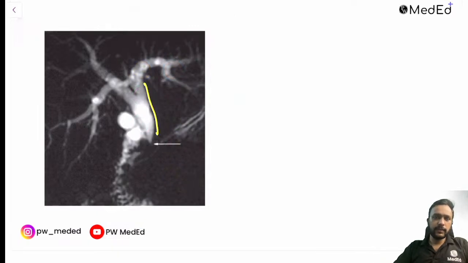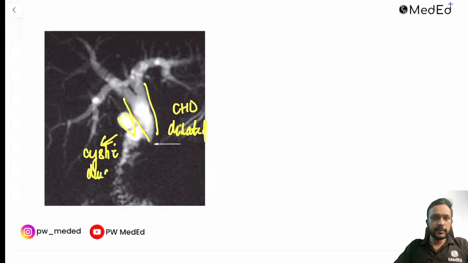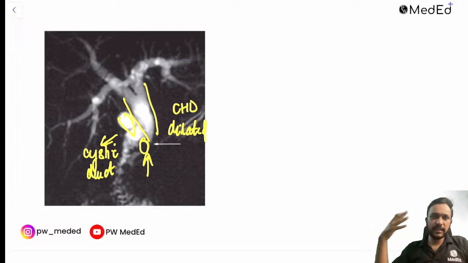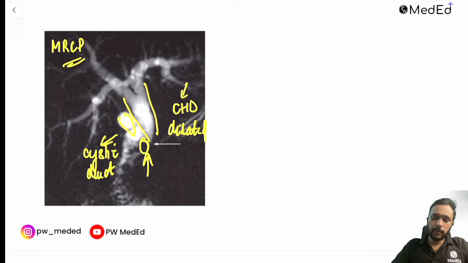In this MRCP image we can see that your common hepatic duct is dilated, right? Then we can see that this is your cystic duct, and within the cystic duct, guys, there is a hypointense filling defect. All the stones within the biliary system are going to appear as filling defects on the MRCP images, right? And this stone within the cystic duct is causing compression of the common hepatic duct, and this is resulting in dilatation of the same.